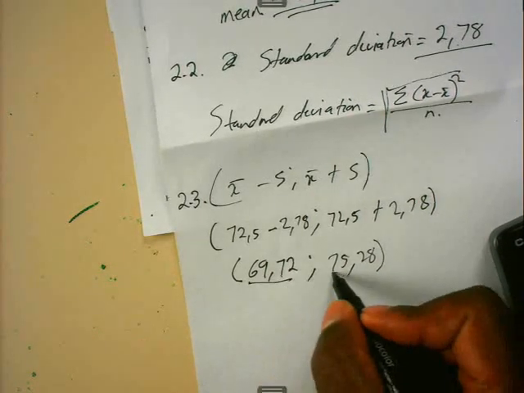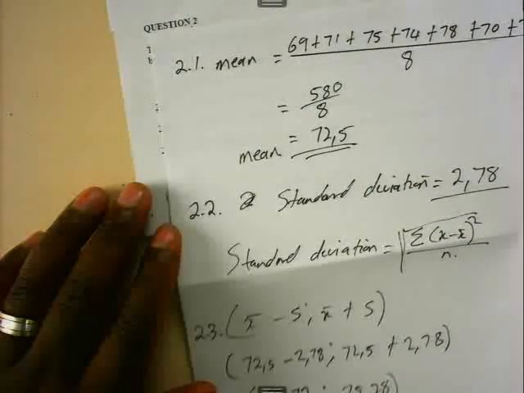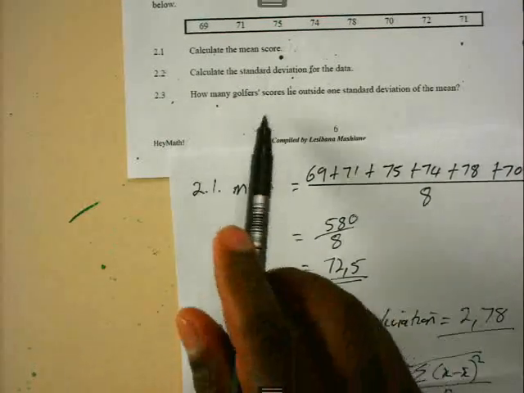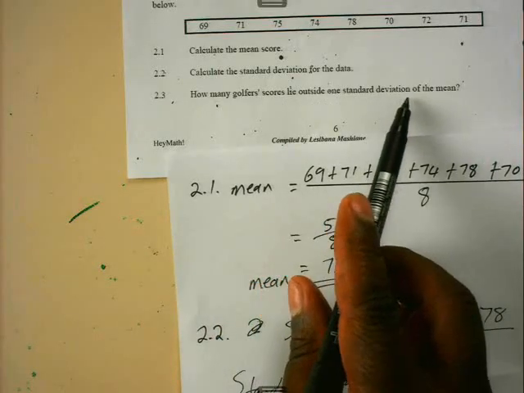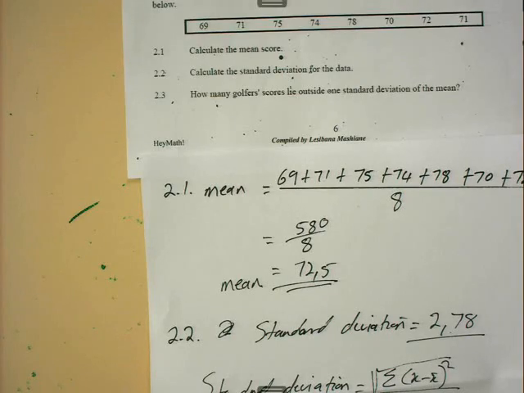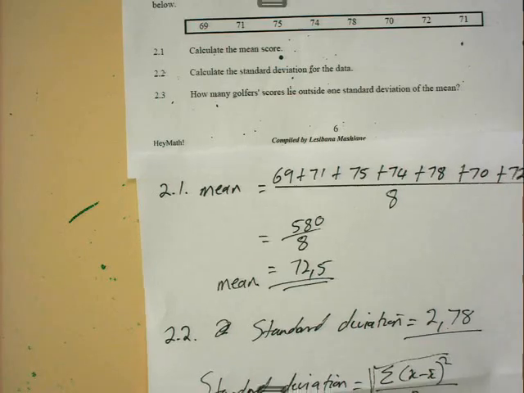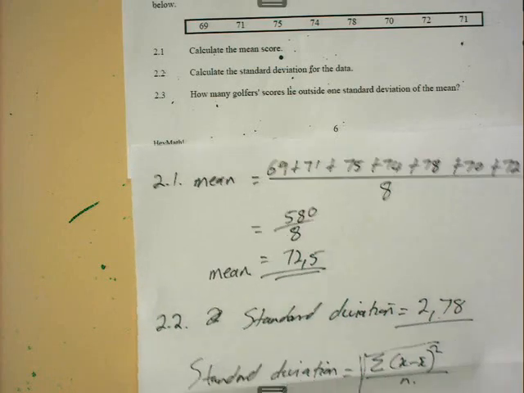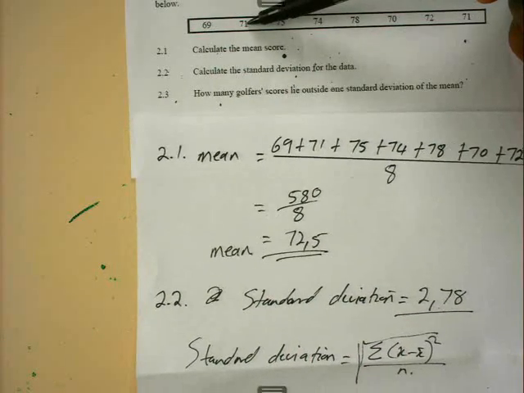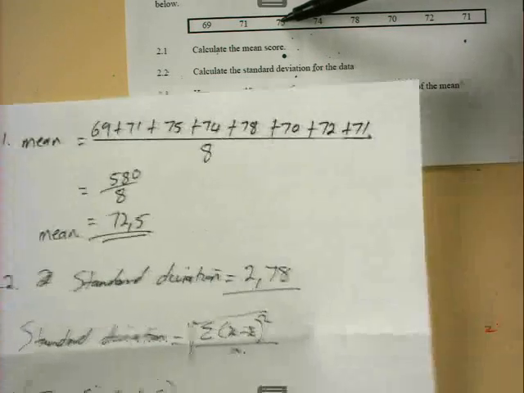We have this score and this score. So the question is, how many of the golfers' scores lie outside one standard deviation of the mean? We're going to look at all the values that lie outside this. Remember, our scores must be between 69 and 75. Let's check how many lie outside 69 and 75. Check 69. It is inside. 71 is somewhere between, it's in. 75, still inside, because we've got 75.8 here.